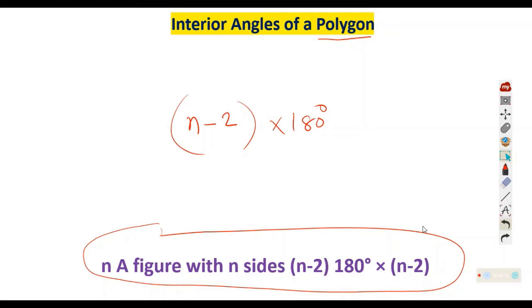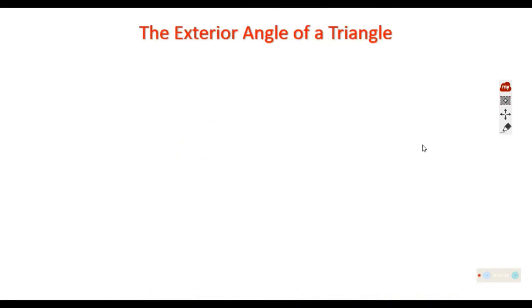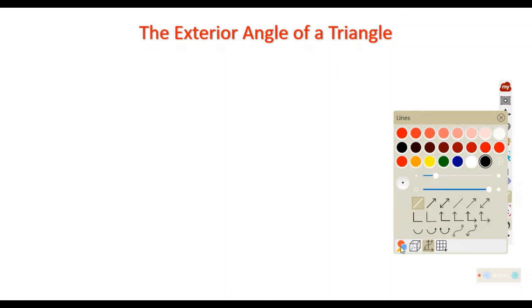We will go ahead. Exterior angle of a triangle. हम बाहर आ रहे हैं. Exterior angle of a triangle. What is that exterior angle of a triangle? For that we need a triangle first.